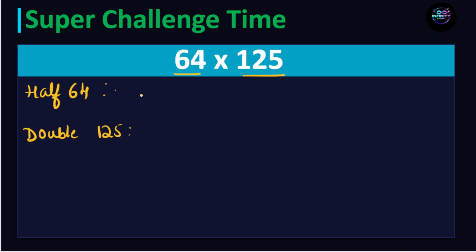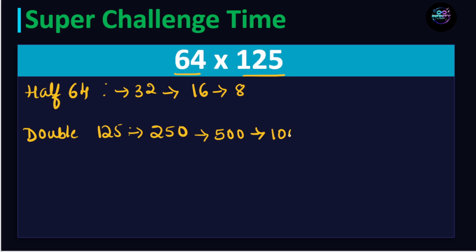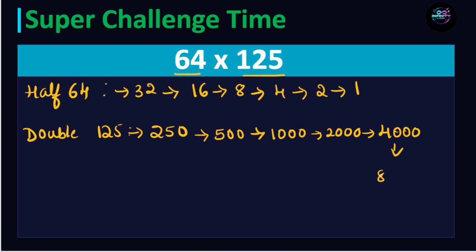Half of 64 is 32. 125 two times is 250. 32 half is 16. Double of 250 is 500. Half of 16 is 8. Double of 500 is 1000. Half of 8 is 4. Double of 1000 is 2000. Half of 4 is 2. Double of 2000 is 4000. Half of 2 is 1. Double of 4000 is 8000. So the answer is 8000.